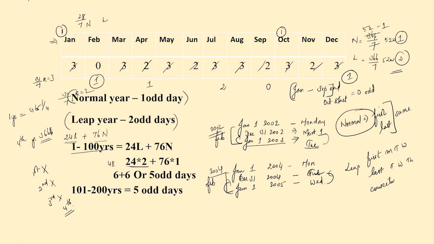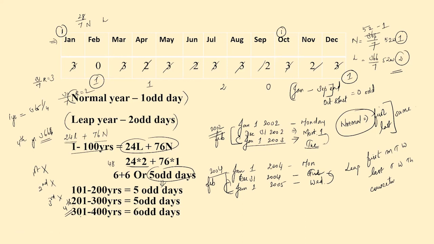The next 100 years also, remember that again there are 100 years and 200 is not a leap year. So you will have 24 leap years and 76 normal years only. So if the base equation is the same, the answer also has to be the same. So here also there's going to be exactly 5 odd days. For 201 to 300 years also, 300 is not a leap year. So you should have the same calculation. So again 5 odd days there.